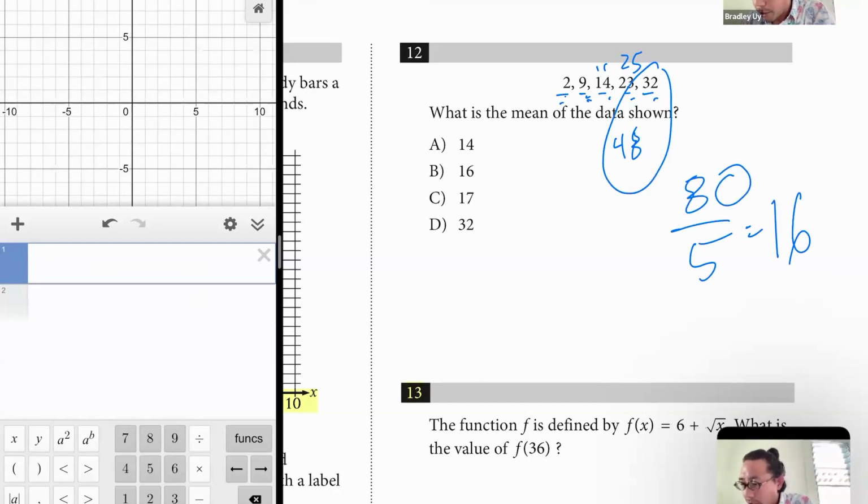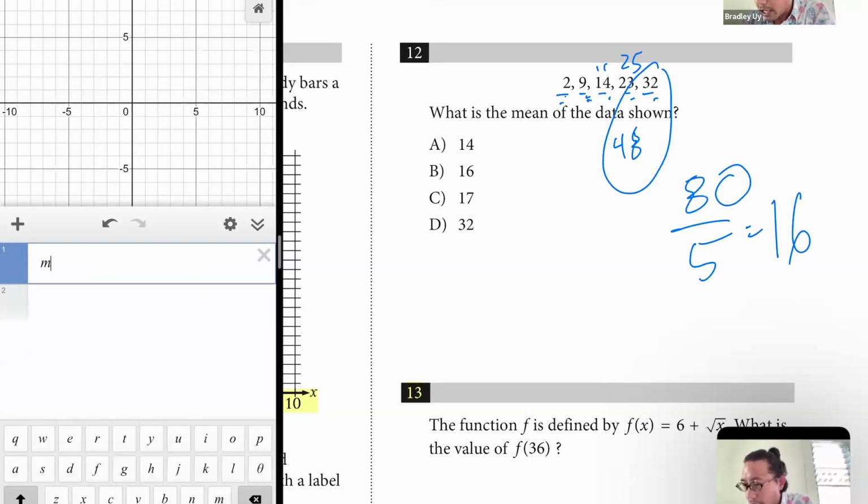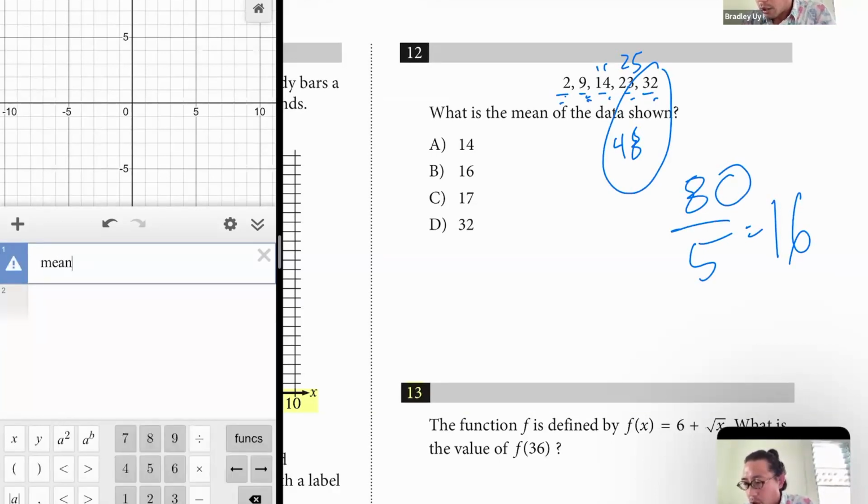I want to show you on Desmos over here. That's pretty cool, handy dandy. It will find you the mean. You just type in mean. Notice it went from italics to standard letters, normal letters. That means it understands the input as a command of finding the mean of these. These do not need to be in any order whatsoever, comma, 23, comma, and 32. It tells you the mean is 16, which is why we went with B.